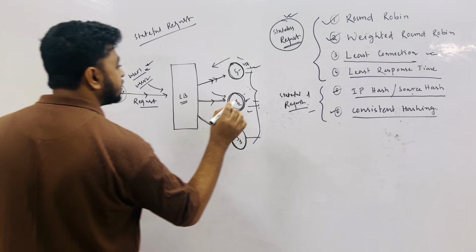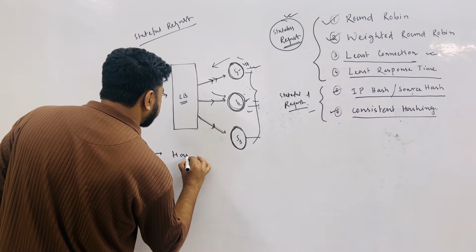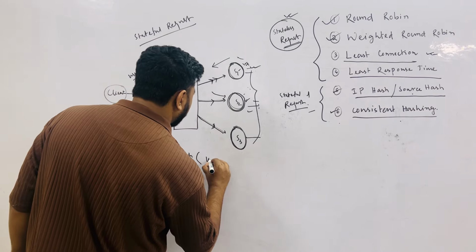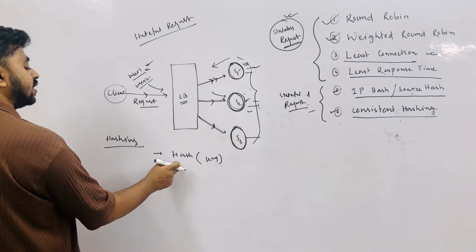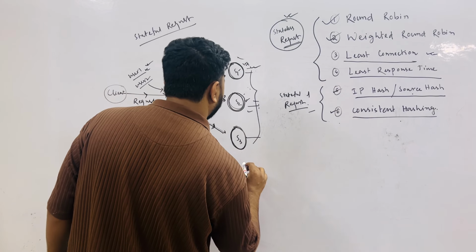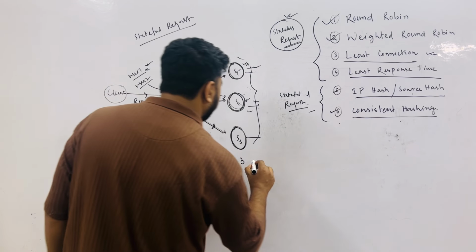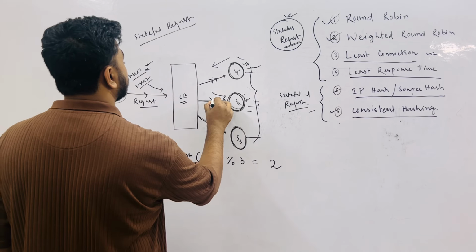So what happens in IP hashing? It uses a hash function of a key, suppose user ID or any key they decide, and it does a mod of the number of servers. So here the number of servers is 3, right? So if this mod comes to 2, then it will send the request to S2.